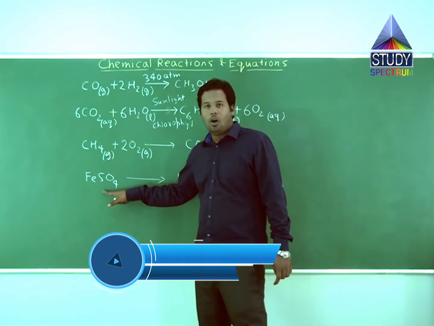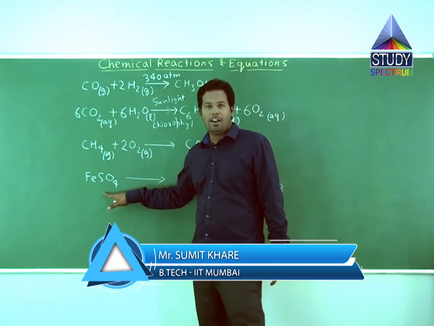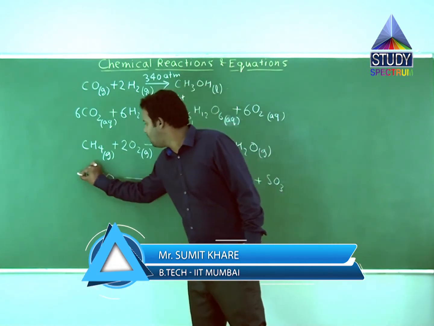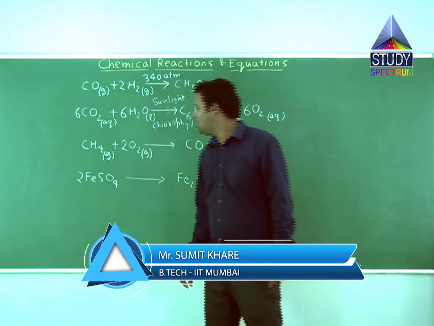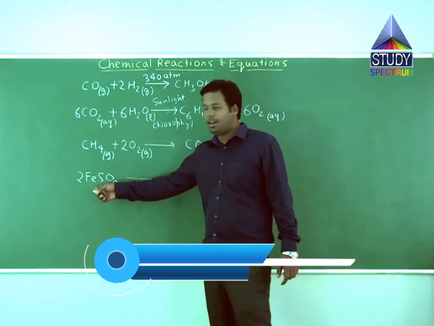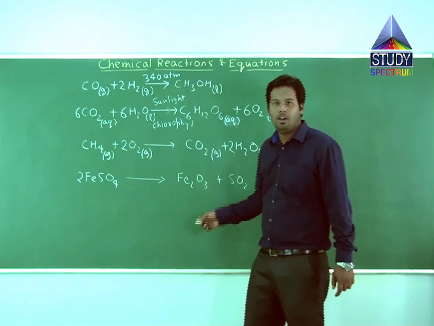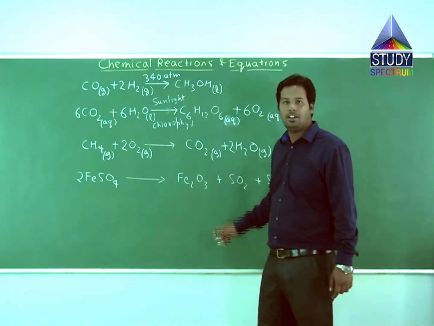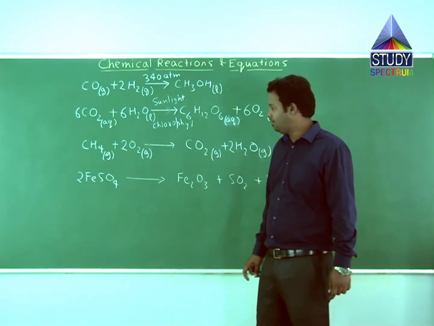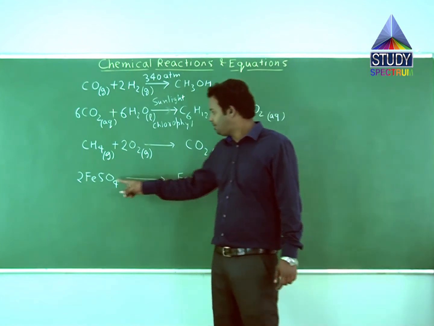But on LHS we have only one iron atom. So if I place 2 over here, then I have 2 iron atoms in LHS also, and I have 2 iron atoms in RHS also. So iron gets balanced. Now let us talk about sulfur.